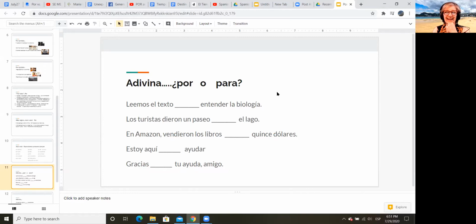Okay. En Amazon vendieron los libros por $15. In Amazon, they sold the books for $15. That's in exchange for. Por $15, it's got to be por, it cannot be para here, because I'm getting the books, and in order to get those books, I have to hand over $15 right away, right? In exchange for.